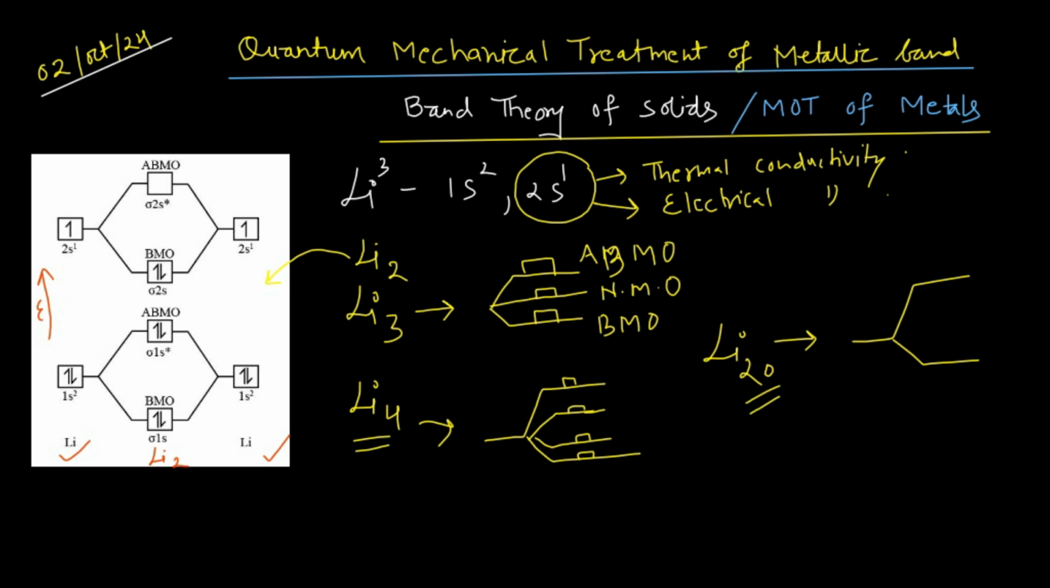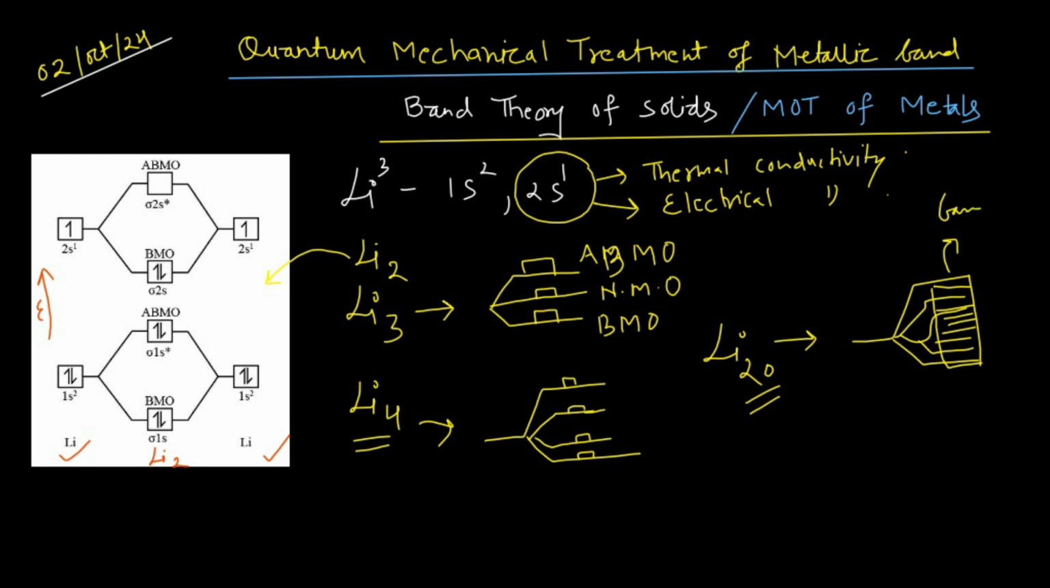Now this will be difficult for you to draw the molecular orbital diagram, but some of you may have some artistic talent, so they will try to make all these 20. And when you do this, you see these molecular orbitals are very close to each other, and now they appear as a band.